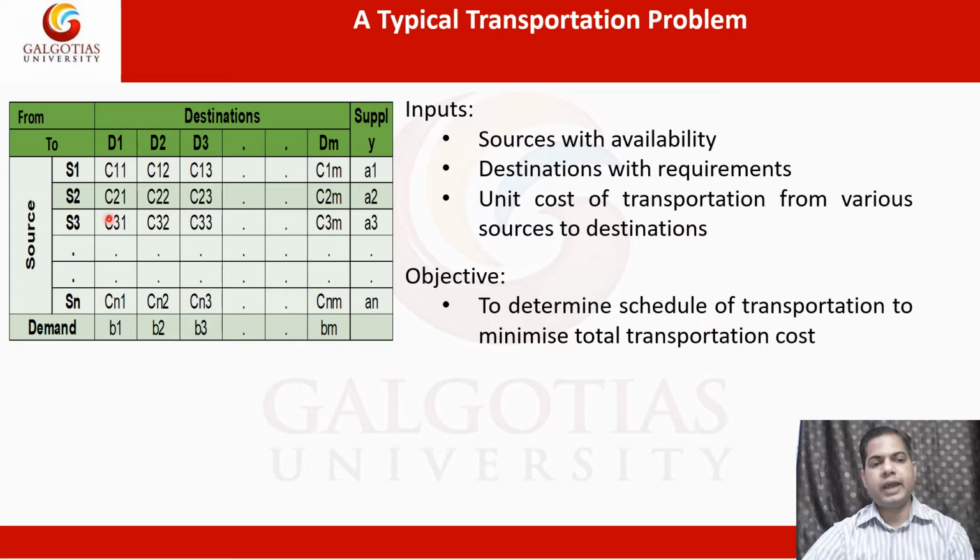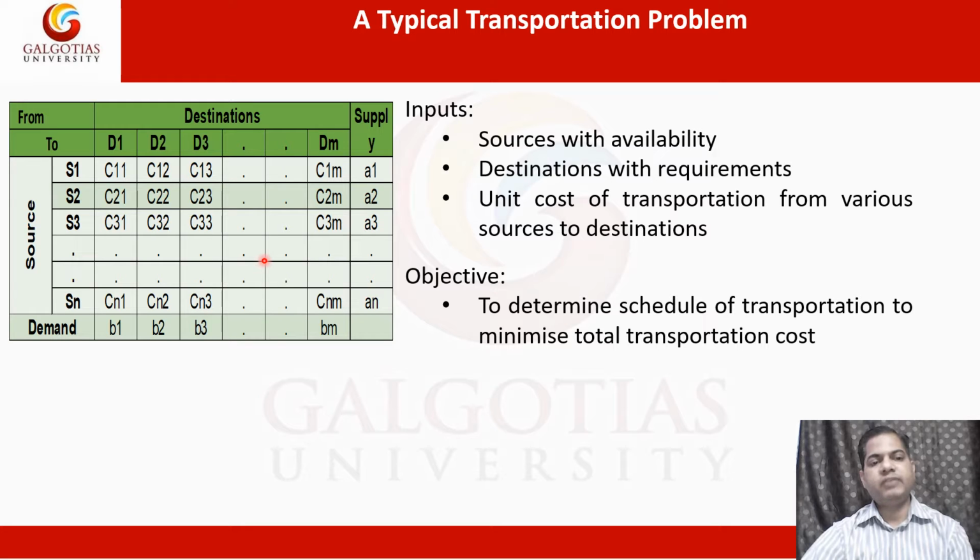So in a transportation problem we have the sources with their availabilities or supply, the maximum values, and the destinations with their demands or requirements. And we have the unit cost of transportation from the various sources to destinations. So C1, C2, C11, C12, C1M, these are all my costs.